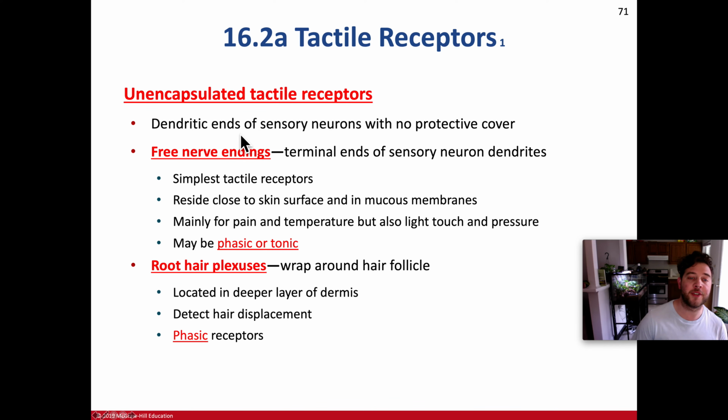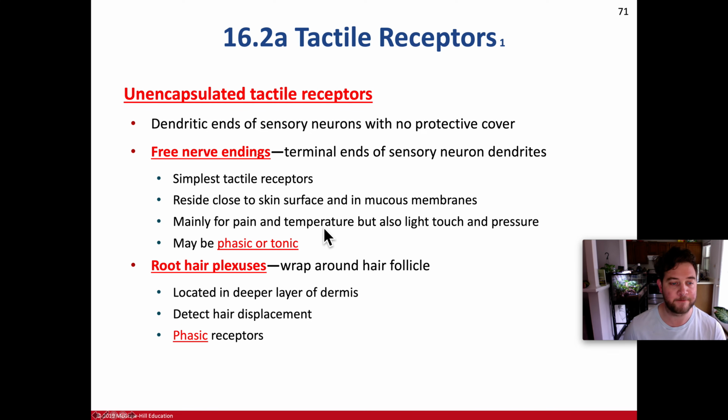These are the dendritic endings of sensory neurons with no protective covering. They have no connective tissue covering wrapped around them, so they're just exposed. You have most basically your free nerve endings, which are terminal ends of sensory neuron dendrites. They're the simplest tactile receptors. They are close to the skin surface and your mucous membranes, mainly for pain and temperature, but also light touch and light pressure. Maybe phasic or tonic, so they can adapt quickly or slowly.